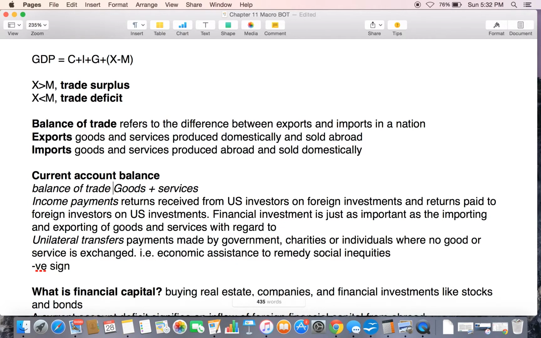So this includes the trade in goods and services, but we're also looking at income payments on returns received from U.S. investors on their foreign investments and returns paid to foreign investors on U.S. investments. So financial investment is just as important as the importing and exporting of goods and services with regard to understanding how this impacts the savings and investment within an economy.